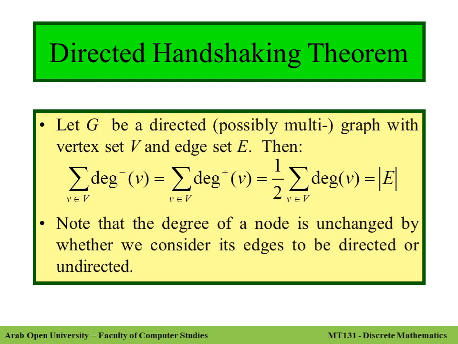There is a note here that the degree of a node is unchanged by whether we consider its edges to be directed or undirected. Because if we consider it to be directed, we're counting the number of edges going out and the number of edges going in. If we remove the direction, the same vertex is still incident with the same number of edges. So the degree of a node is not changed whether we consider the edges to be directed or undirected.